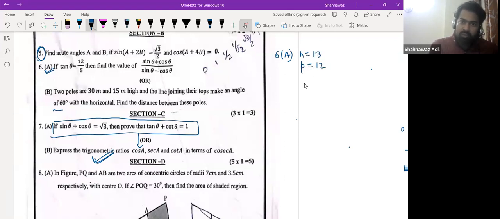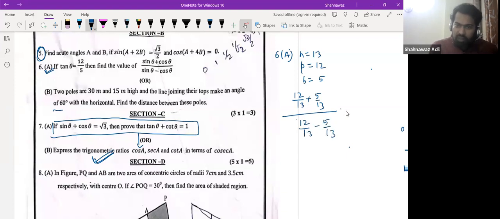So (12 by 13 plus 5 by 13) divided by (12 by 13 minus 5 by 13). And then yes, you have to solve it. 12 by 13 plus 5 by 13, 12 by 13 minus 5 by 13. That is correct. Then what next? Yes, absolutely correct.